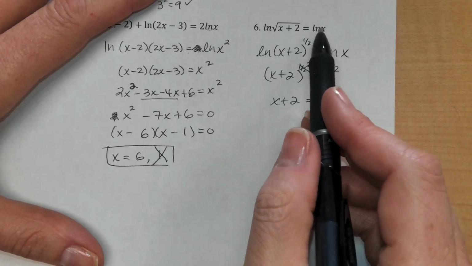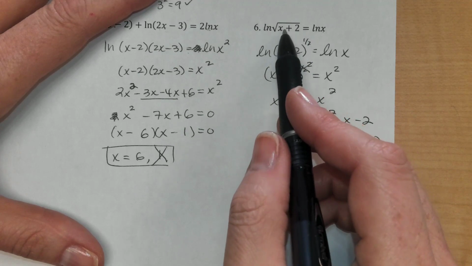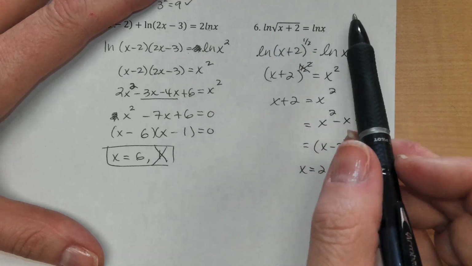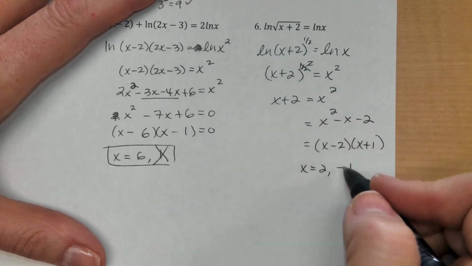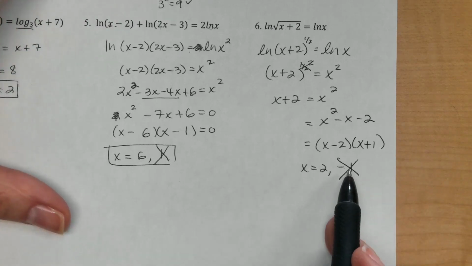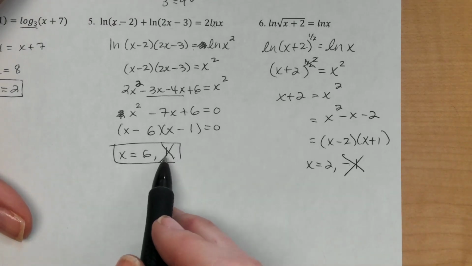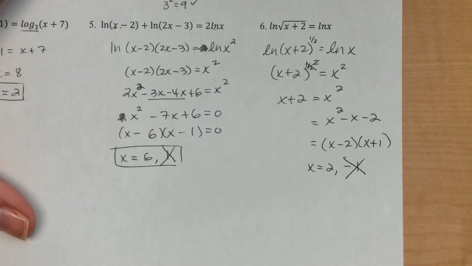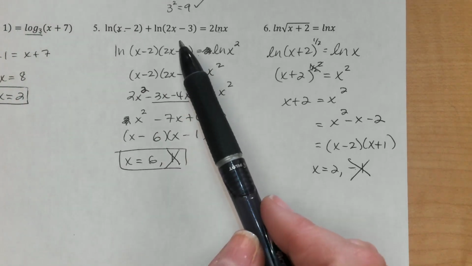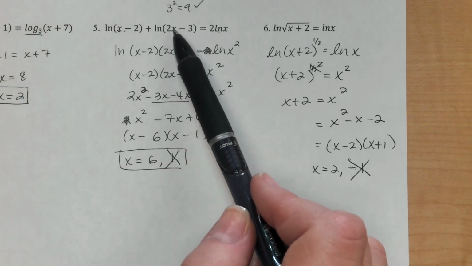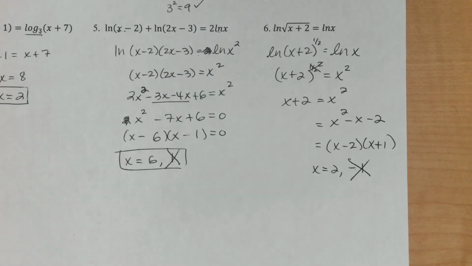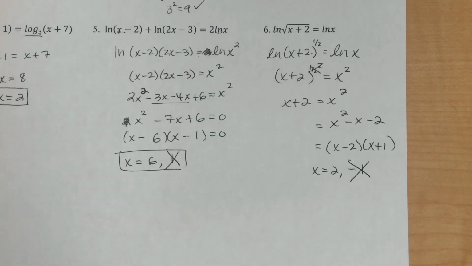Plugging in a negative 1 is where we get in trouble. Negative 1 plus 2 is a 1, so I could do square root of 1. But over here I'd have natural log of negative 1, which I cannot do. So it doesn't really matter if it's a negative or a positive. You need to plug it back in and check that it will actually work. And you're just looking to see if when you plug it in, you're making negative things that you're trying to log, that's what you have to cross off, because those can't happen.